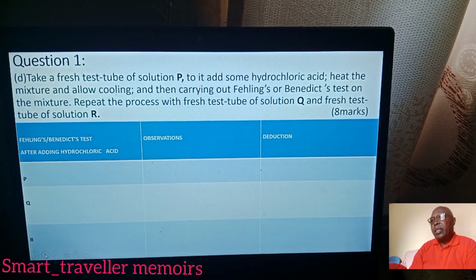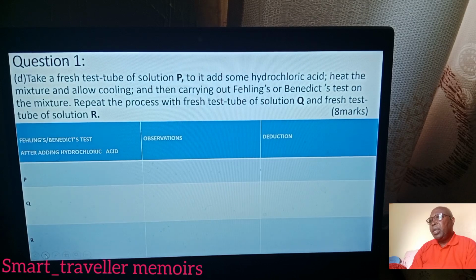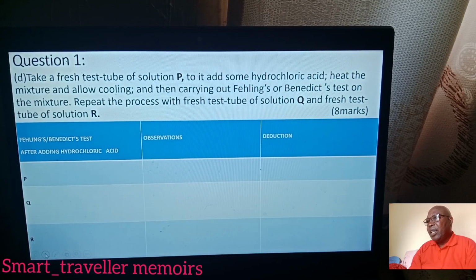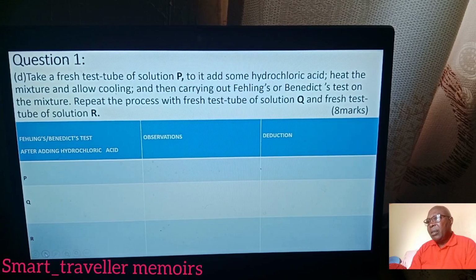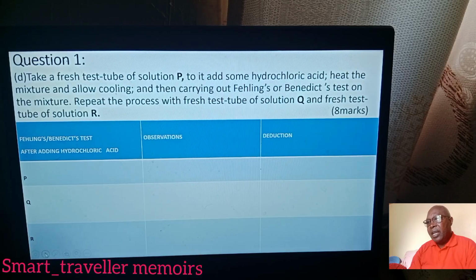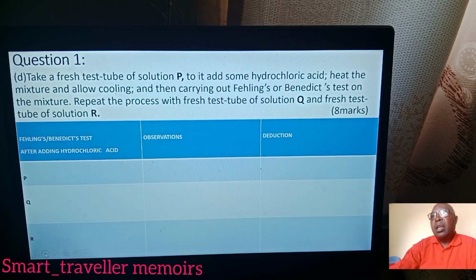Part D, question 1. Take a fresh test tube of solution P, add some hydrochloric acid to it, heat the mixture and allow it to cool, and then carry out Fehling's or Benedict's test on the mixture. Repeat the process with fresh test tubes of solution Q and solution R. Record Fehling's or Benedict's test after adding hydrochloric acid, with observations and deductions for P, Q, and R.